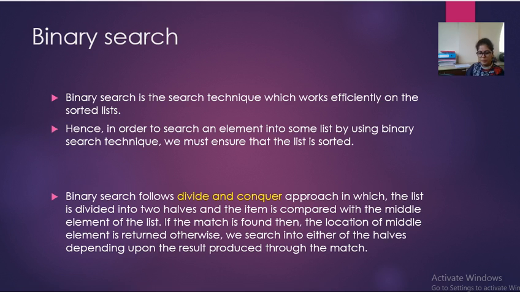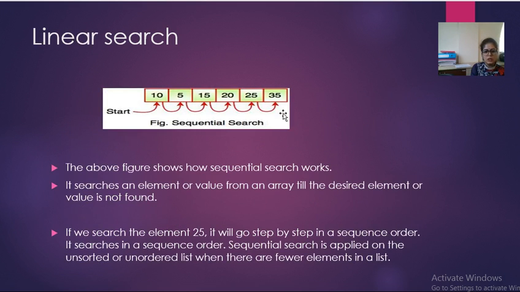But the one main drawback of binary search is you cannot apply binary search on an unsorted list. Unsorted list means the list is not arranged in a particular order. For example, look at this linear search example. This list is an unsorted list. The elements are 10, 5, 15, 20. They are not arranged in ascending or descending order.